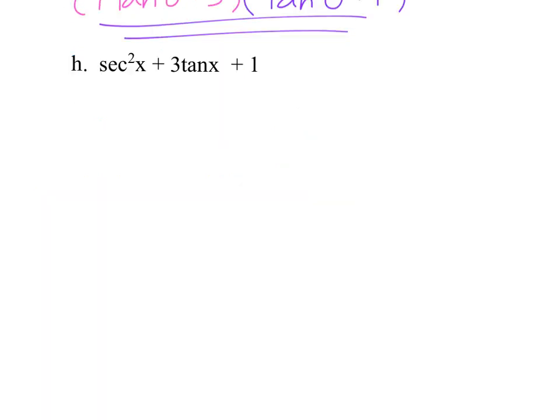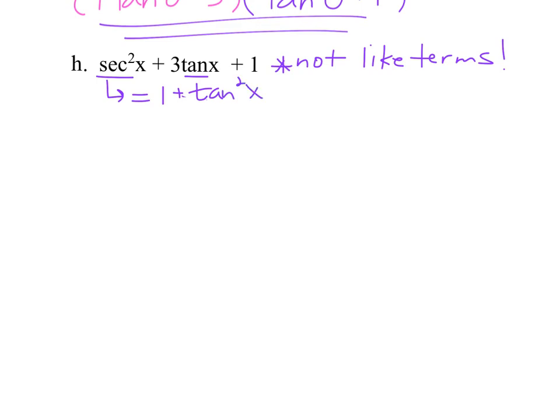And then we run into a problem like this one. Secant squared x plus 3 tan x plus 1. As is, with secant squared and tangent, they're not like terms. And when they're not like terms, we can't factor. Which would be great to say not factorable, but we have an identity that can help us. So if we have secant squared and tangent, let's switch that secant squared using our Pythagorean identity. Secant squared x is the same as 1 plus tan squared x.